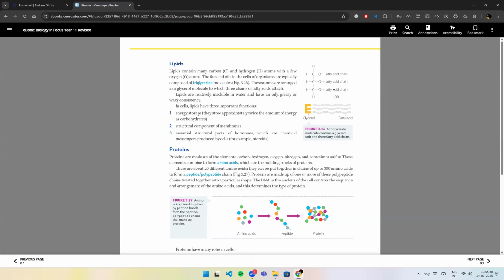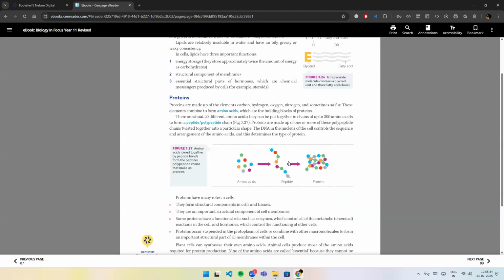In cells, lipids have 3 important functions: energy storage, as they store approximately twice the amount of energy as carbohydrates; structural components of membranes; and essential structural parts of hormones, which are chemical messengers produced by cells.